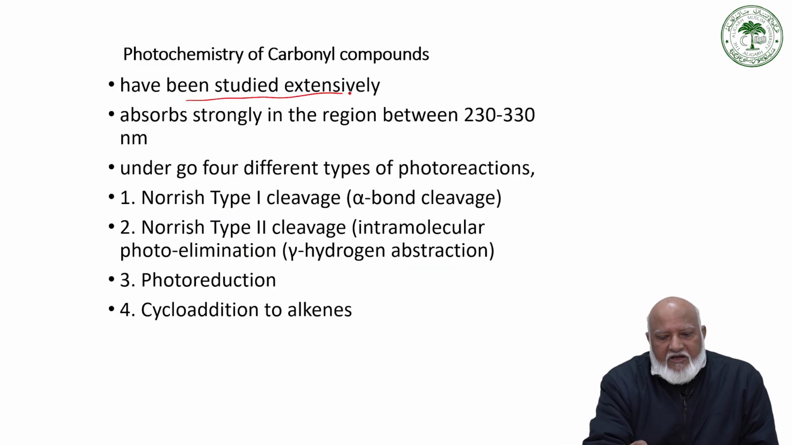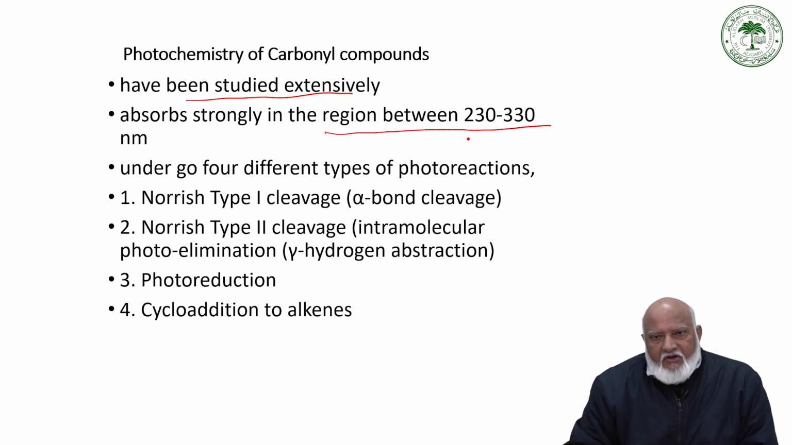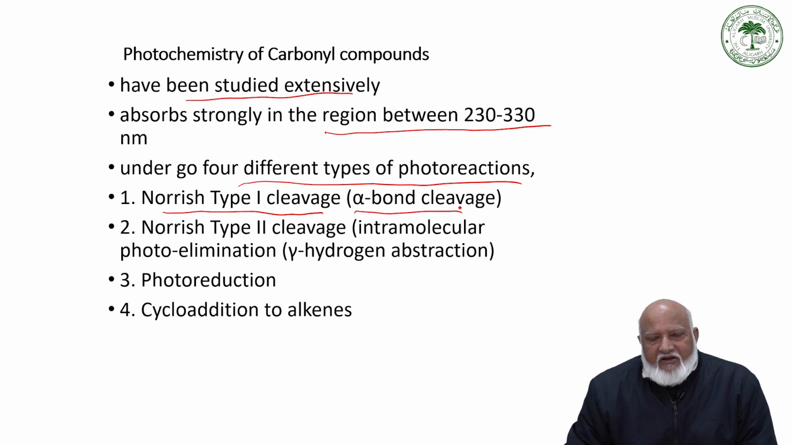Carbonyl compounds have been extensively studied. They have strong absorption in the region between 230 to 230 nanometers. They undergo 4 different types of photoreaction. First one is Norrish type 1 reaction, which is nothing but alpha bond cleavage. It is very common in aliphatic aldehydes, aliphatic carbonyl compounds, as well as alicyclic systems like cyclohexanones, cyclopropanones, cyclobutanones, and so on and so forth.